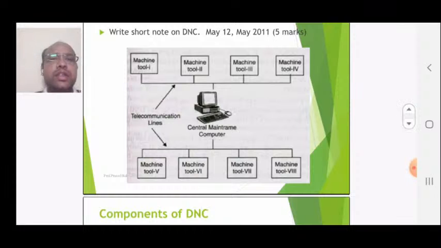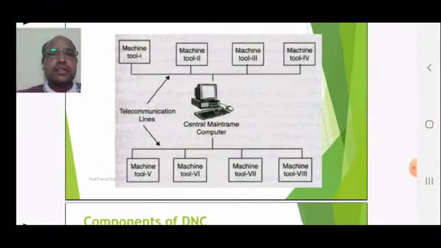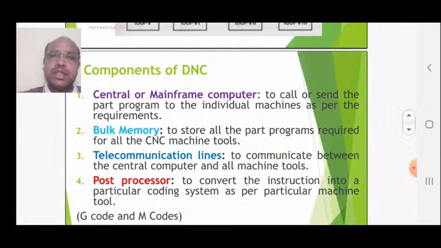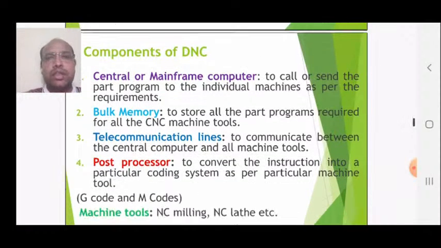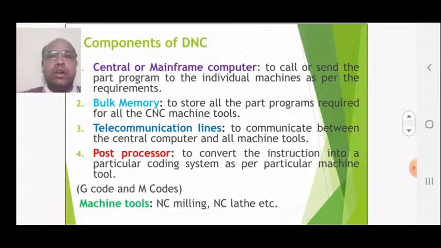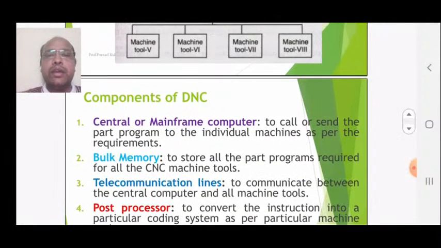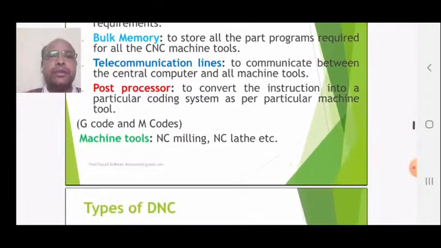Now here you can see in this diagram that telecommunication lines are shown. These are used to communicate between central computers and machine tools. Also the central mainframe computer consists of bulk memory storage, to store the part programs. So DNC systems, as I told you, are required for increasing the production rate. In most of the developed countries, DNC systems are operated by satellite communications. By sitting in one room, a person handles a complete automated plant.